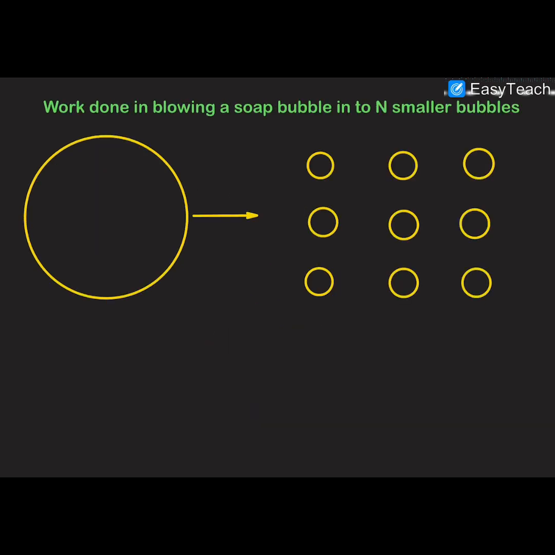Now let us take one more example, which is a very common question in NEET exam and sometimes in JEE Mains exam, in which there is a bigger bubble whose radius is capital R. This is a bubble and therefore inside and outside is both air, and we blow this bubble into n smaller bubbles, and we have to find out the work done in blowing these n bubbles out of this single bubble. First of all, we do not know the radius of the smaller bubble, and to find it we have to equate the volume.